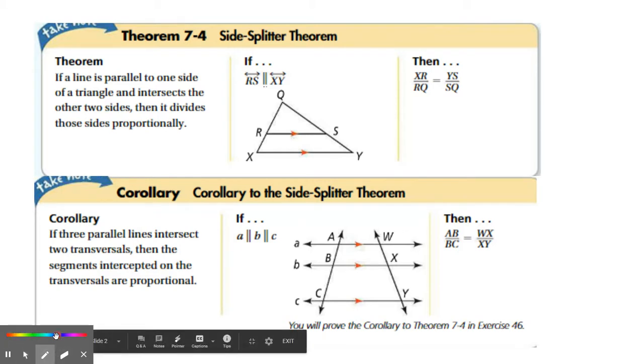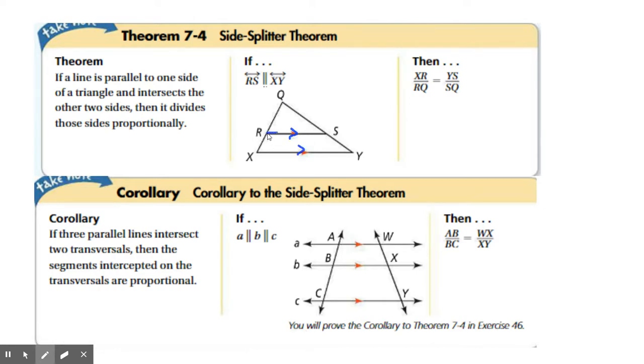So if we take a look at this triangle here, these two sides are parallel, so it splits the two sides it intersects into proportional segments. XR over RQ equals YS over SQ. Again, you could do it from the top down. I like to do it top down. I like to go QR over RX equals, I go back to Q, QS over SY. But again, it doesn't matter how you do it. Just make sure you go down a side or up a side and then go the same direction on the other side.